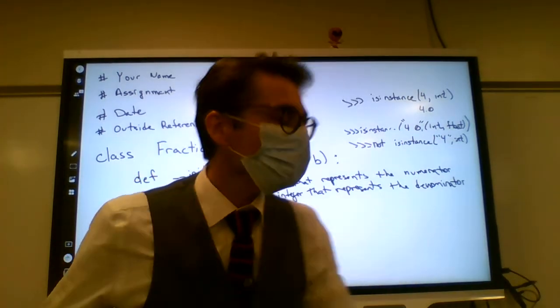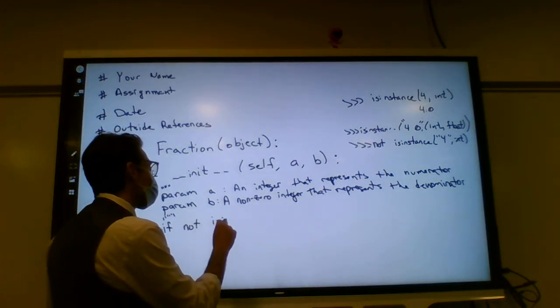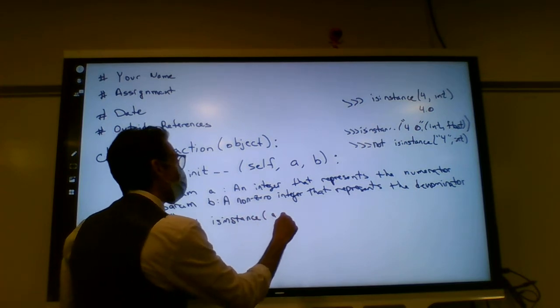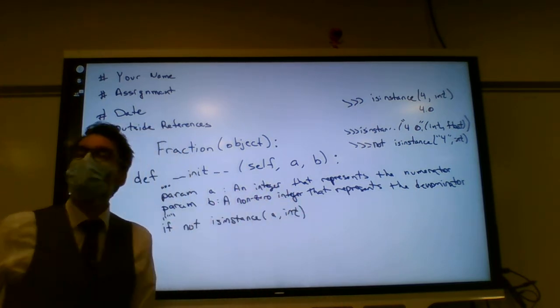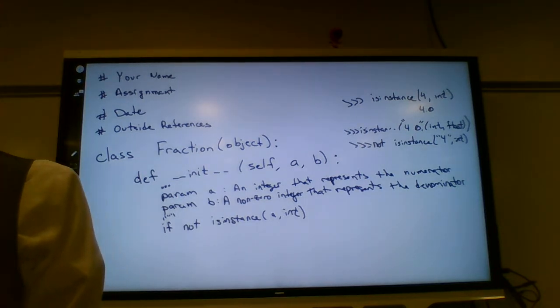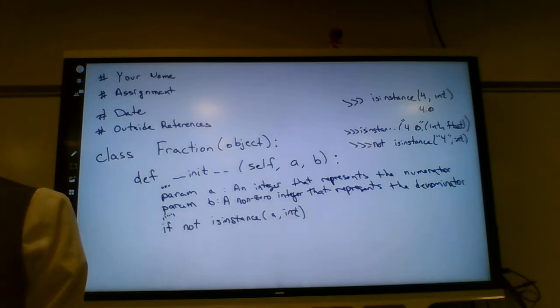So in this case, what do we want to look for? We want to look for if not isinstance a comma int. We're going to yell at the user if they give us something that's not an int there. Actually, maybe not, right? If they give us a 4 as a string, maybe we want to try to convert it. But let's not worry about that right now. We could check to see if we can convert it first. How do you check to see if you can convert something? Do you know?